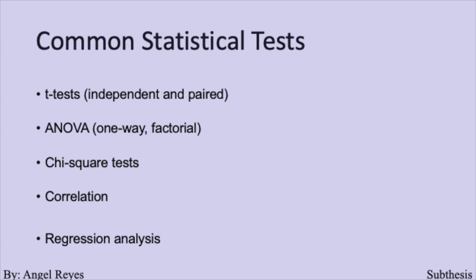Correlation quantifies relationships between continuous variables, with Pearson's r measuring linear associations. Regression analysis predicts outcomes based on one or more predictor variables. Linear regression for continuous outcomes. Logistic regression for binary outcomes.